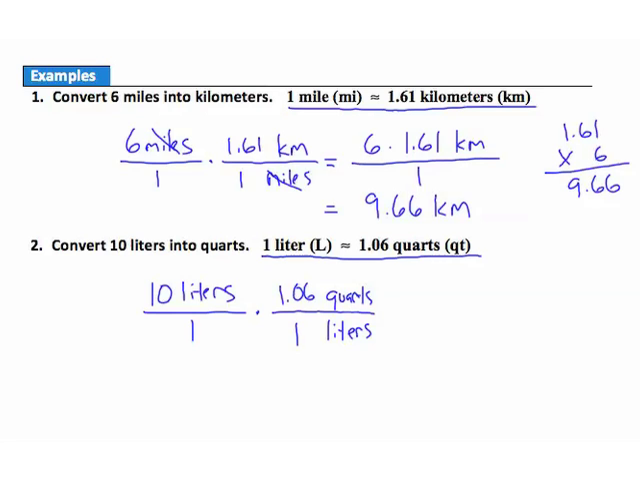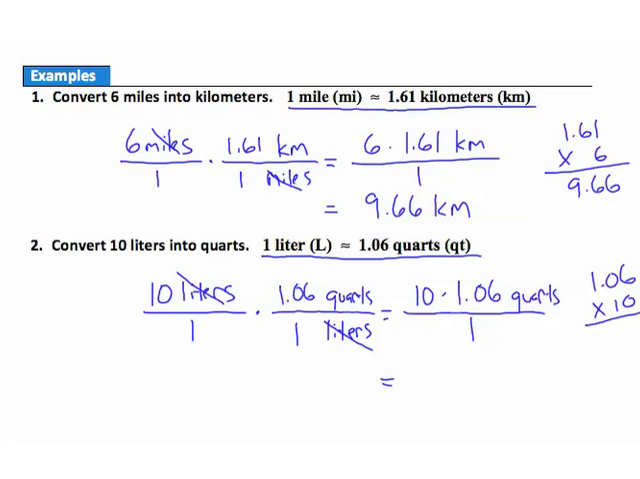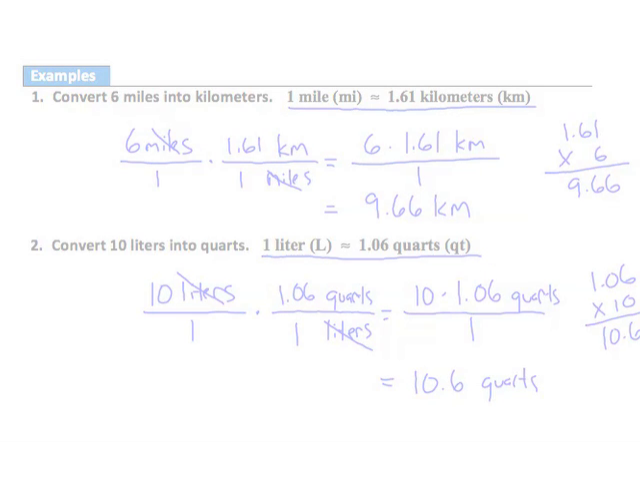The old unit of liters is going to divide out for us. Let's take a look and see what we have when we multiply. So on the top we're going to have this 10 times 1.06, and that's quarts. And in the bottom we're just going to have 1. So I need to take 1.06 times 10. Well, if I multiply by 10, all that does is move the decimal place 1 to the right. So that's just going to give me 10.6, and that is quarts. So when I convert 10 liters into quarts, I get 10.6 quarts.